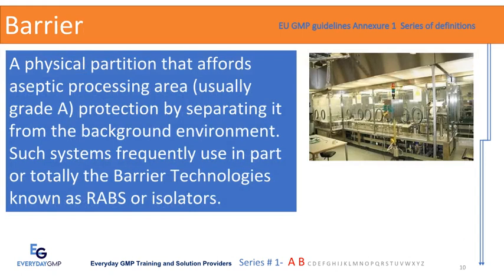Barrier, RABS or isolators: a physical partition that affords aseptic processing area, usually grade A, protection by separating it from the background environment. Such systems frequently use, in part or totally, the barrier technologies known as RABS or isolators.